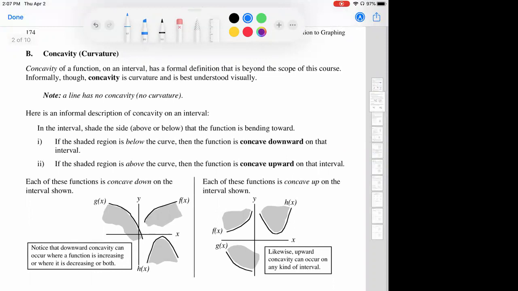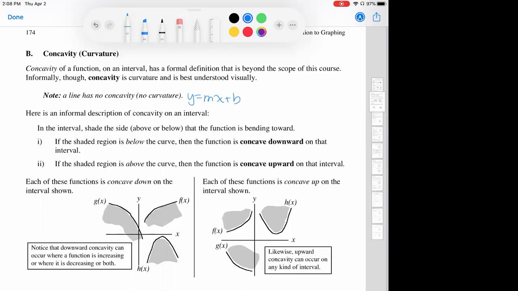B, concavity and curvature. Concavity of a function on an interval has a formal definition that is beyond the scope of this course. Formally though, concavity is a curvature that's best understood visually. Note, a line has no concavity or curvature. A line, if you may recall, is y equals mx plus b.